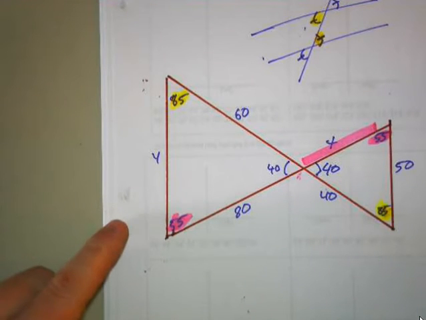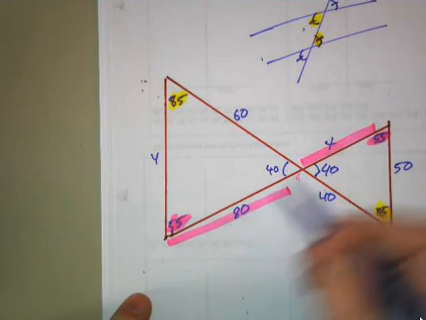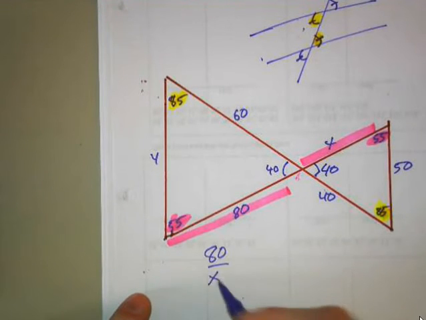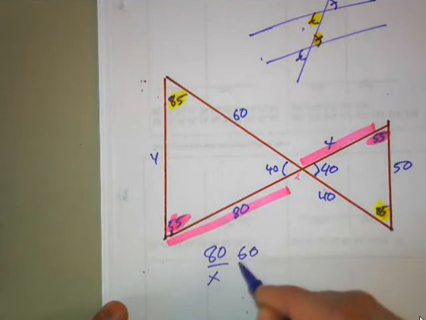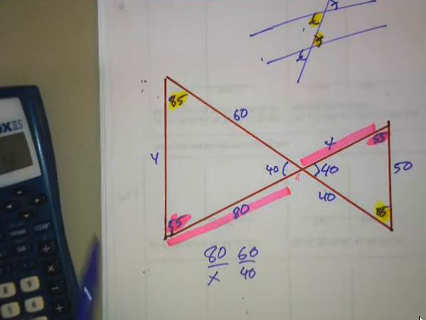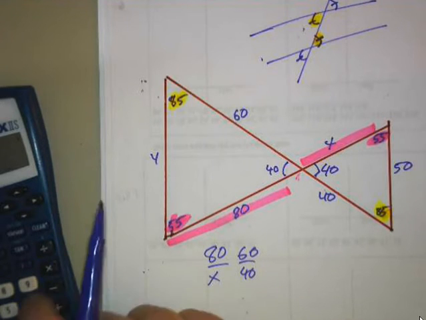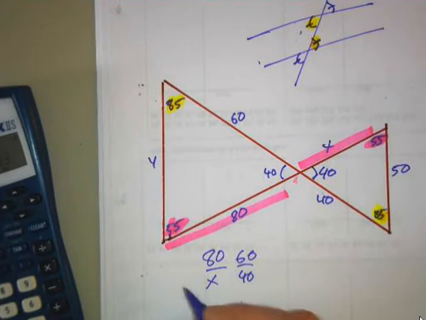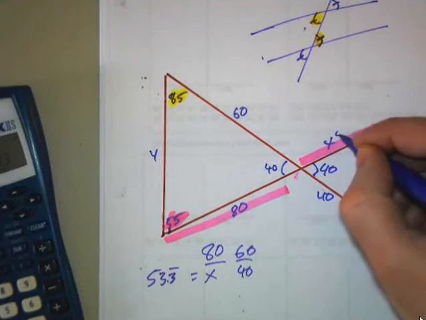X now corresponds between 40 and 55. 40 and 55 is over here. So 80 is to x as 60 is to 40. And we would now cross multiply and divide to find our answers. 80 times 40, divide by 60, and our answer is 53.3 repeating. So what does x equal?